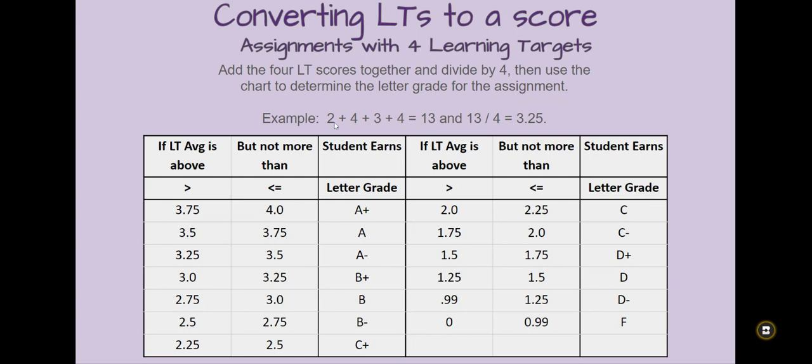So suppose we had a 2, a 4, a 3, and a 4. That adds up to 13 points, and 13 divided by 4 scores makes an average of 3.25. That is one of those numbers that appears right in this column. So we can look at 3.25 and say, oh, that's a B+.